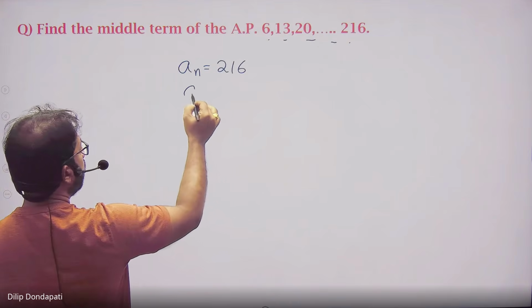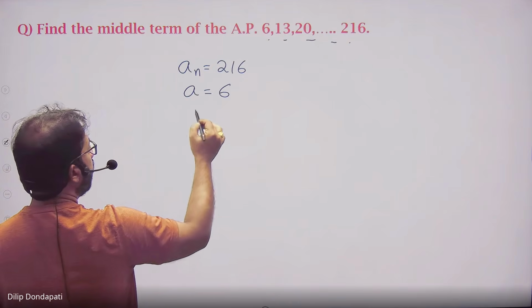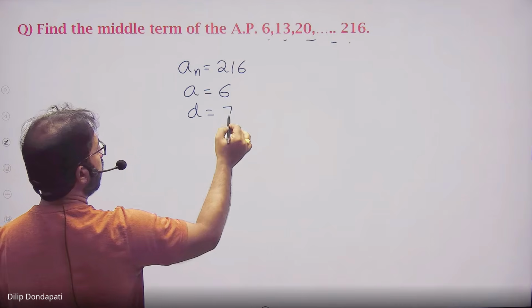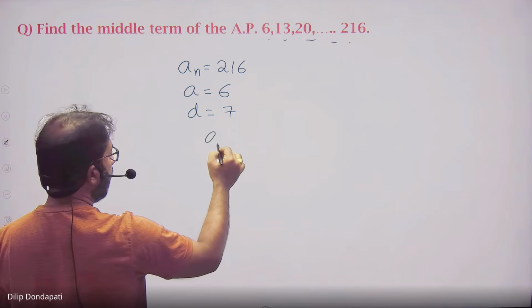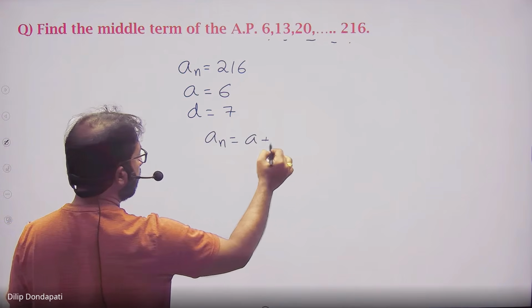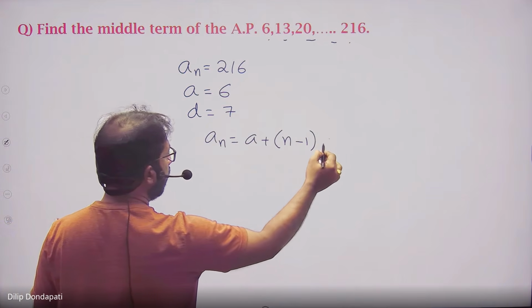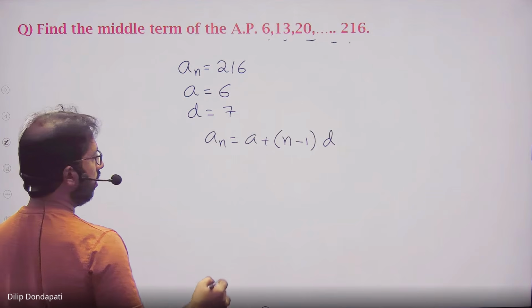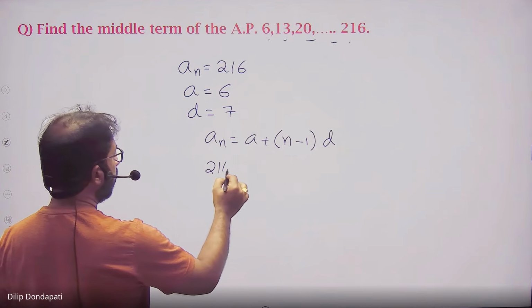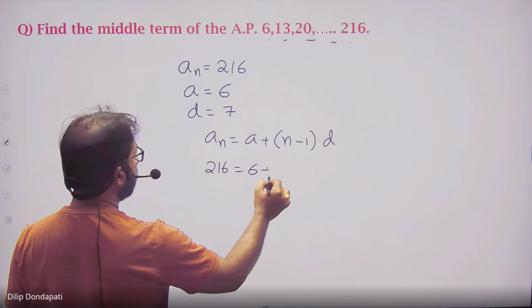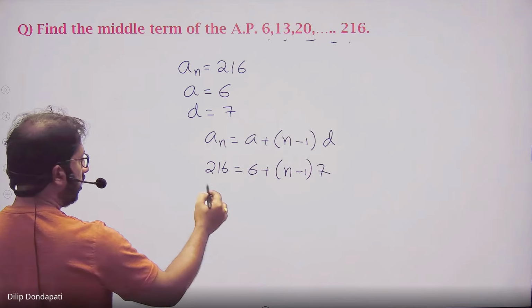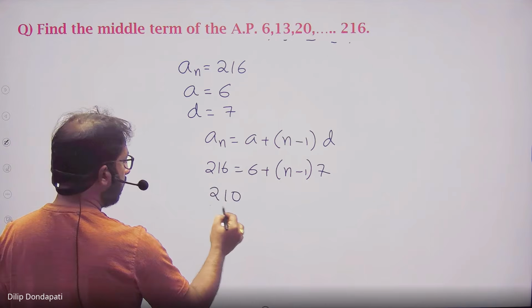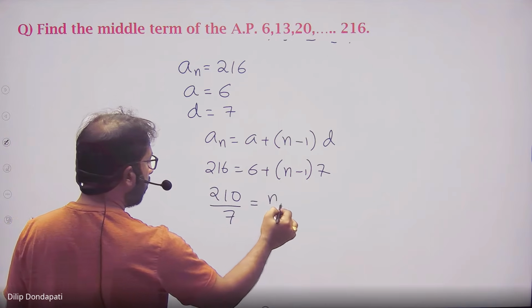A value is how much? 6. And D value is 7. Very good. Now substitute in an: an is equal to a plus n minus 1 into D. Sir, n is 31. Did everyone get n is 31? 216 is equal to 6 plus n minus 1 into 7. So 216 minus 6 is 210, and 210 by 7 is equal to n minus 1.